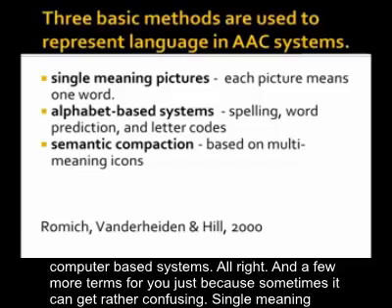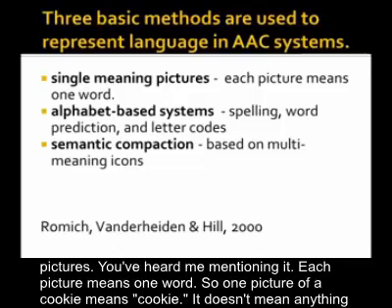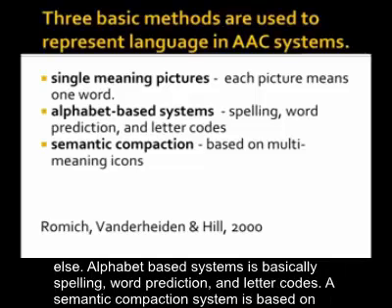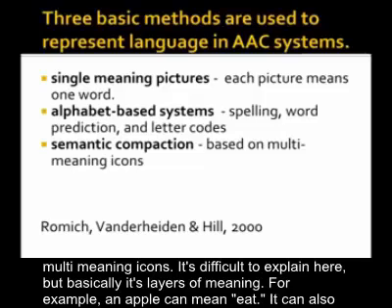All right, and a few more terms for you, just because sometimes it can get rather confusing. Single meaning pictures, you've heard me mention it. Each picture means one word. So one picture of a cookie means cookie. It doesn't mean anything else. Alphabet-based systems is basically spelling, word prediction, and letter codes. A semantic compaction system is based on multi-meaning icons. It's difficult to explain here, but basically it's layers of meaning.